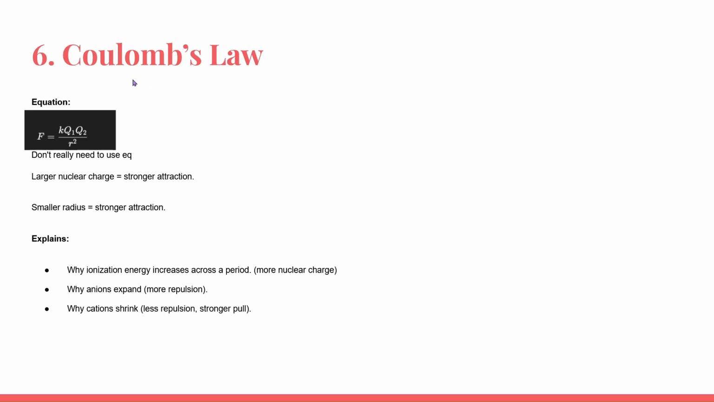The equation for this is F equals K Q1 Q2 over R squared. You should have learned about this and what it means. So you don't really need to use the equation, you just have to understand what the equation means. A large nuclear charge equals stronger attraction, because since this is a fraction, if you just keep increasing the top, it's just going to be a bigger and bigger number.